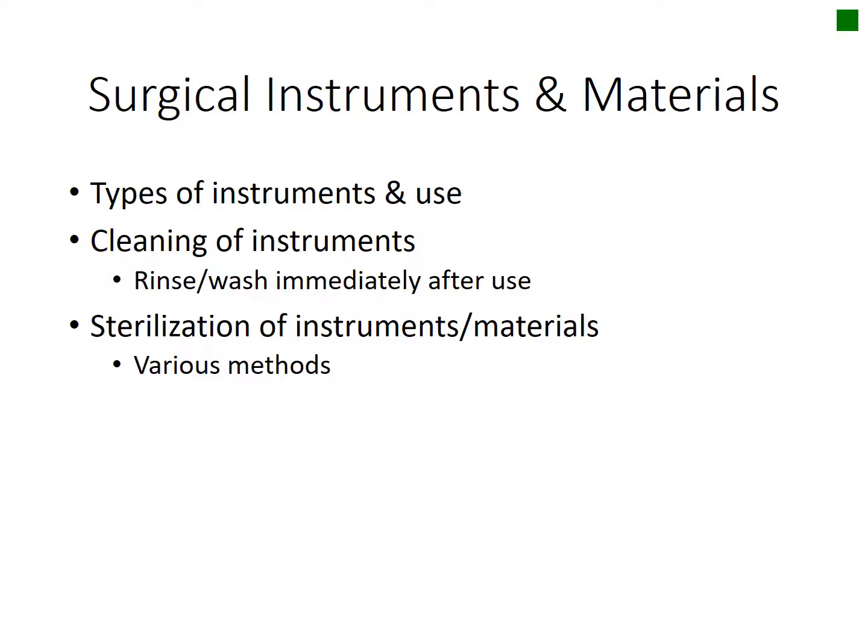Do the scissors cut well? Do all of the clamps shut properly? And then we'll sterilize the instruments or materials after they're already clean. And various methods are used for that. Autoclaves, ethylene oxide gas chambers, hydrogen peroxide plasma, dry heat, or even liquid sterilants can help with sterilization of instruments and materials.